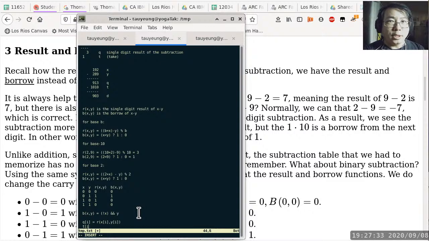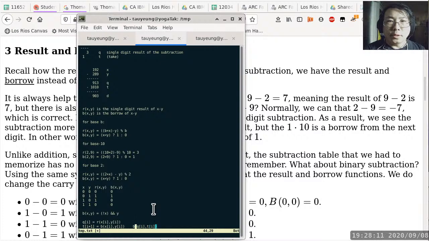So when we look at ti plus 1, we say there are two sources of borrows. When we look at the base 10 subtraction, we can see how a borrow can result from x minus y, but a borrow can also result from q minus t, which is not illustrated in this particular example, but we can see how that can happen. So now one source of a borrow is coming from xi minus yi. Another source of borrow is coming from qi minus ti.